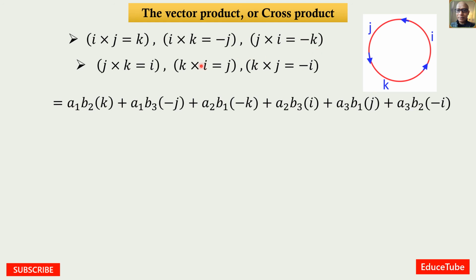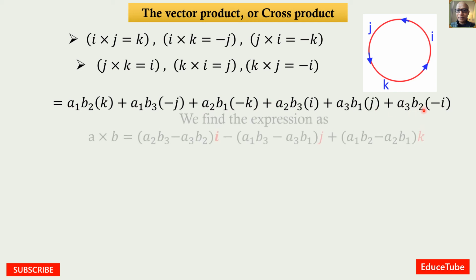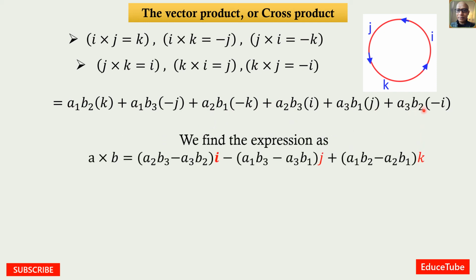So in the previous equation in the last slide, we are putting this value k, minus j, minus k, i, j, minus i. Now we can write it in an organized way. Organized way means only the i term will be here, j term will be here, and k term will be here.